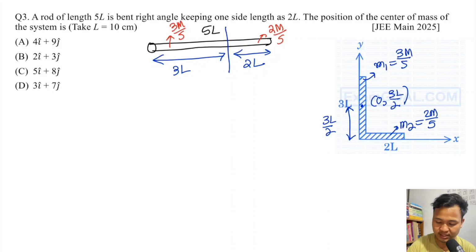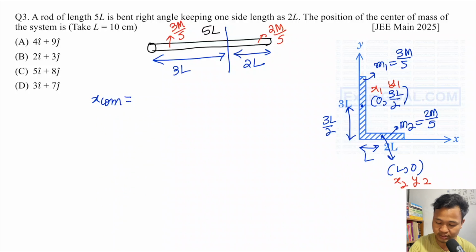Now for the other rod, this distance is L. The total length is 2L here, so half is L. So the center of mass is at L, 0. So M1 has X1, Y1 and M2 has X2, Y2. Applying the formula, what is XCOM?